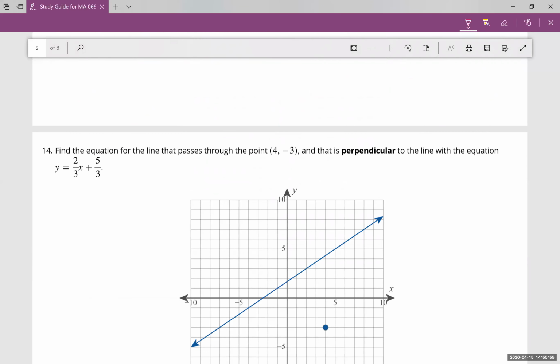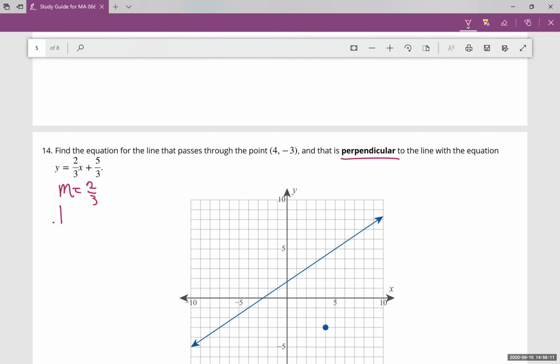Okay, we are going to do number 14 together. You can be sure to see how to do this. Yeah, I think you'll see it. Okay, but we need to find a line that's perpendicular to this line. Now this time, what is our slope? You would say 2/3.